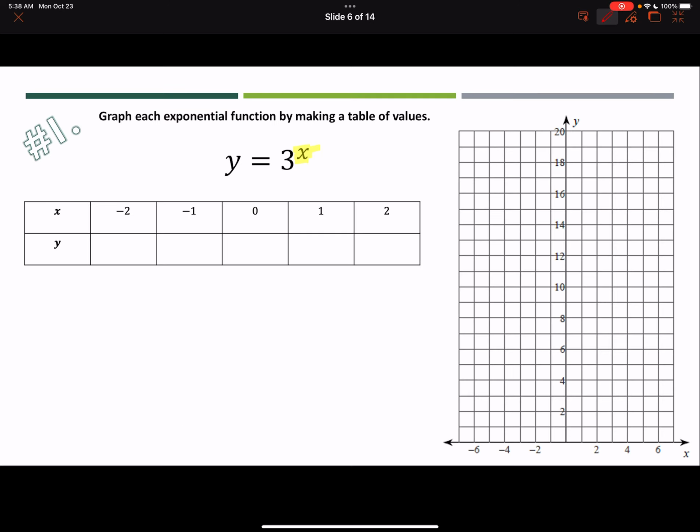So let's go back. We're going to graph this exponential function, y is equal to 3 to the x. So we're going to plug in these values just like we did before. y equals 3 to the negative 2. Negative exponents tell me to flip the base. So this is going to be 3 to the positive second. I don't have anything left on the top, so I put a 1. And 3 squared is 9. So this is 1 over 9.